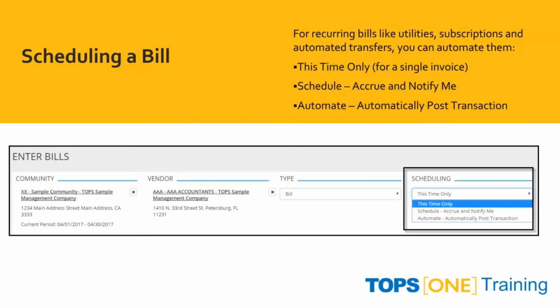For recurring bills like utilities, subscriptions, and automated transfers, you can automate them using the scheduling a bill. 3 options available here: this time only for a single invoice, scheduling to accrue and notify but not post so that it can be edited, or to automate and fully post the transaction, notifying you when it is finished.